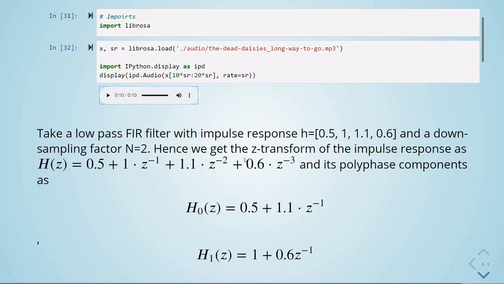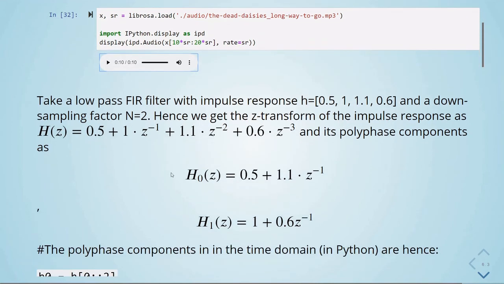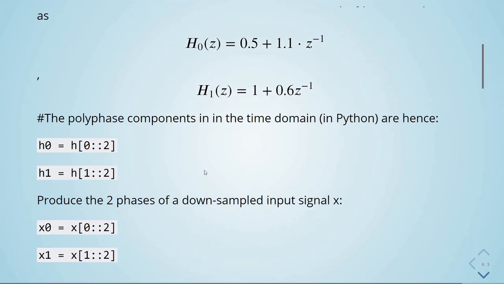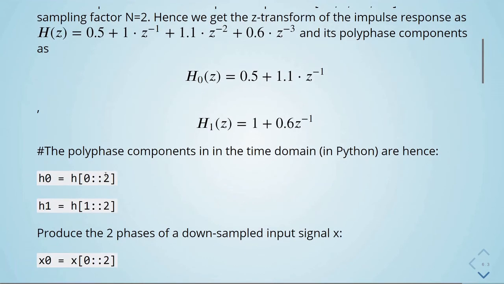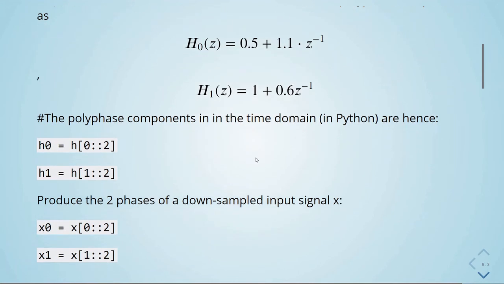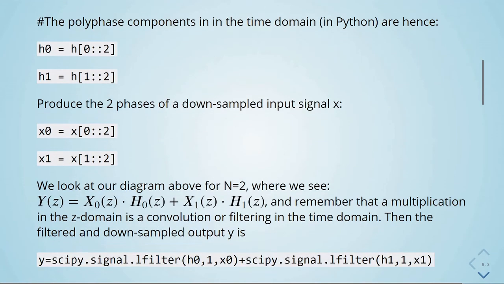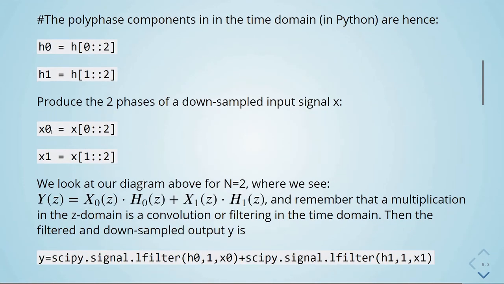And then we can have the polyphase components starting at phase 0. So we have these two coefficients, and for phase 1 we have these two coefficients. We can use this Python indexing to conveniently get these polyphase components. So from here we go to H0 and H1, and we can do the same thing for the downsampled input signal X. We had our original signal here, and we just use this indexing to get X0 and X1.